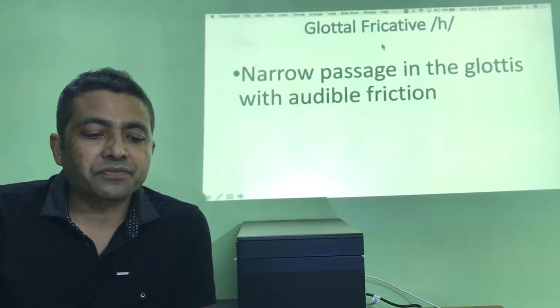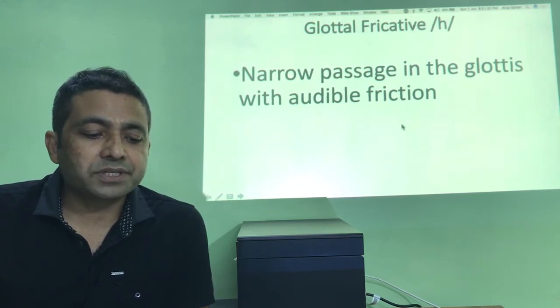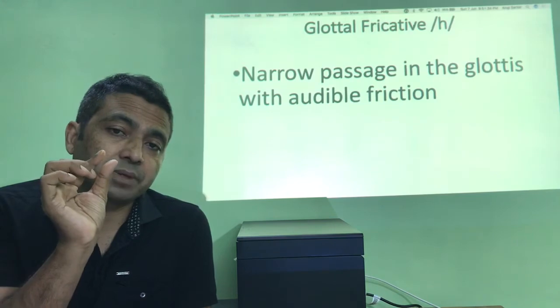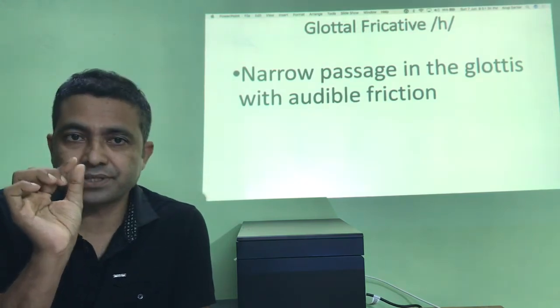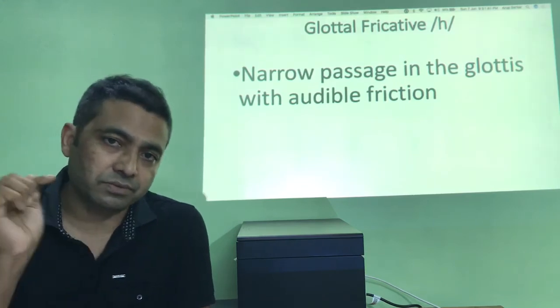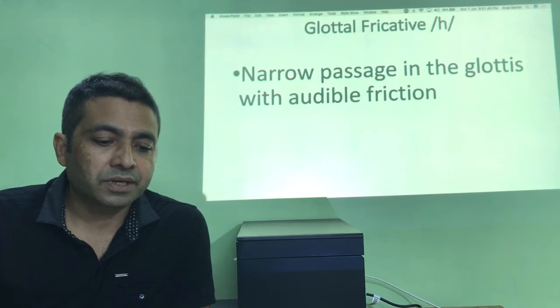Then we have the glottal fricative ha. It is glottal because it is pronounced in the glottis. Fricative because the passage is narrowed down, so air comes out with a friction sound, pushing through the glottis. So it is a friction sound, and of course it is voiced.